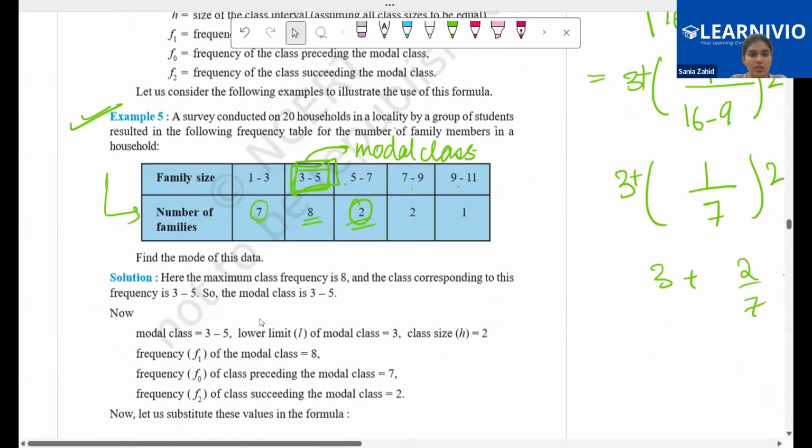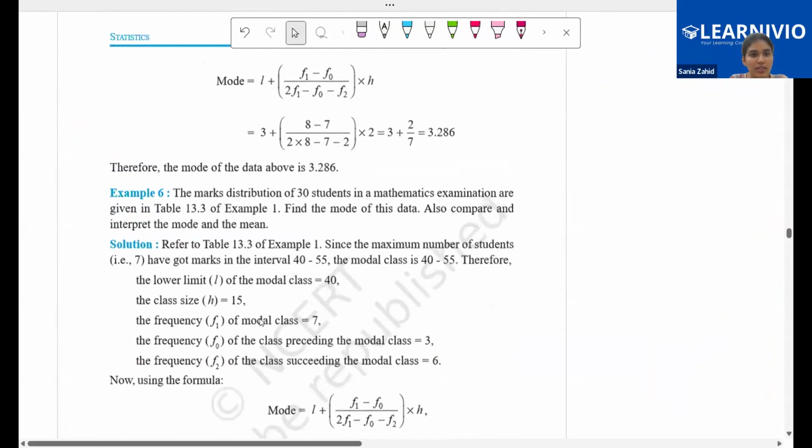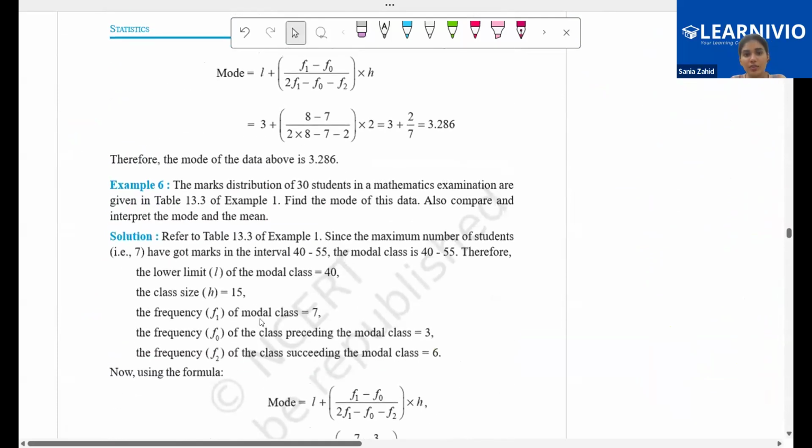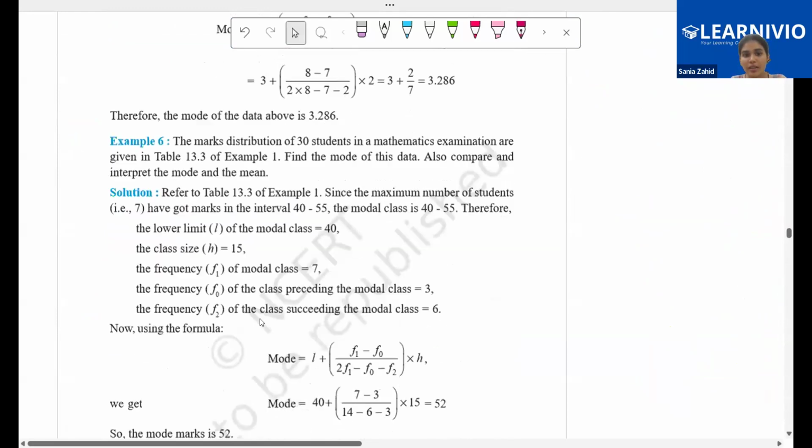Okay, so now we shall move ahead. What does this question say? The marks distribution of 30 students in mathematics examinations are given in Table 13.3. Find the mode.